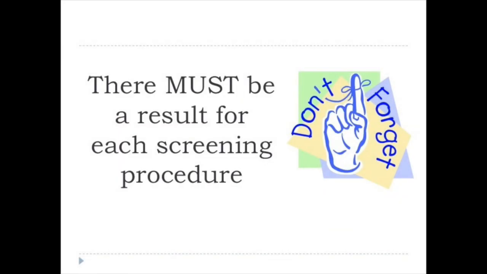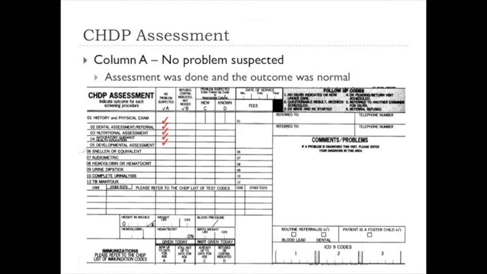Don't forget, there must be a result for each screening procedure. Keep in mind that the examiner must fill out numbers 1 through 5. Office staff may fill out the remaining procedures. Column A is no problem suspected. Checking this box means that the assessment was done and that the outcome was normal.